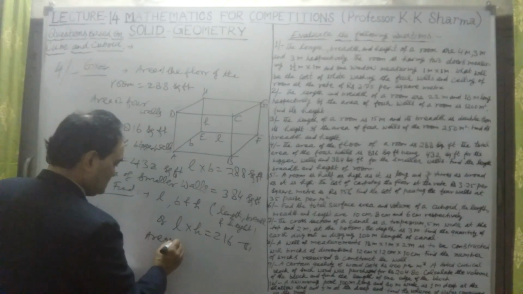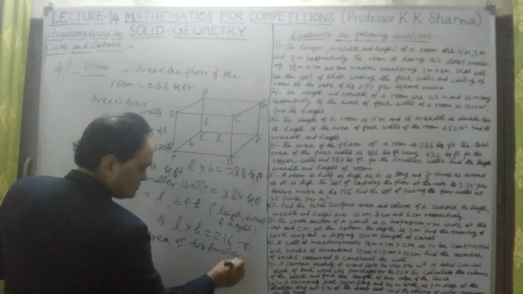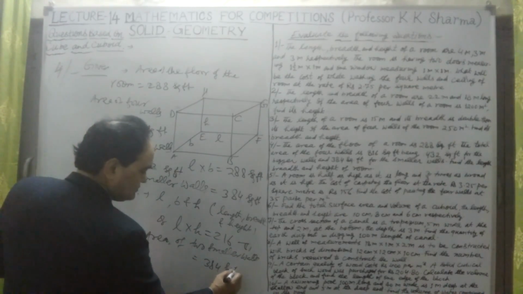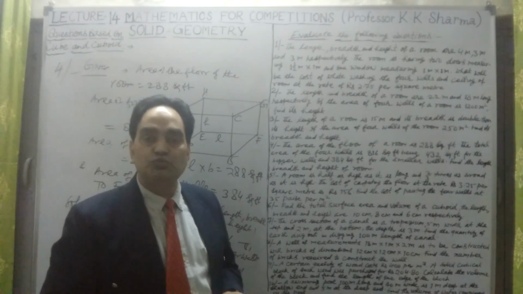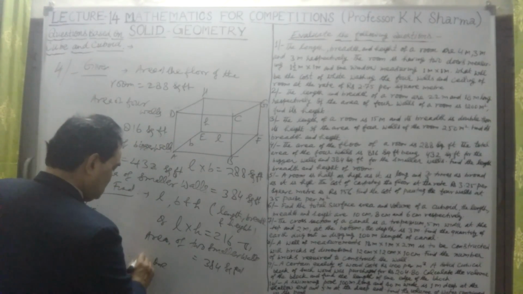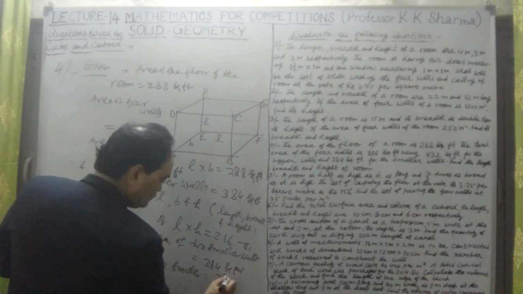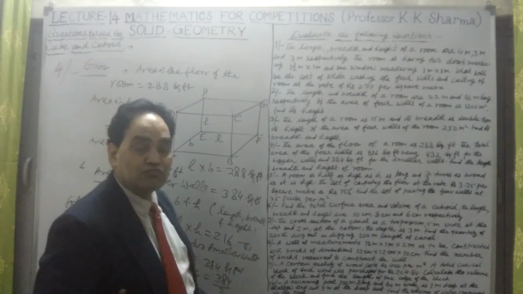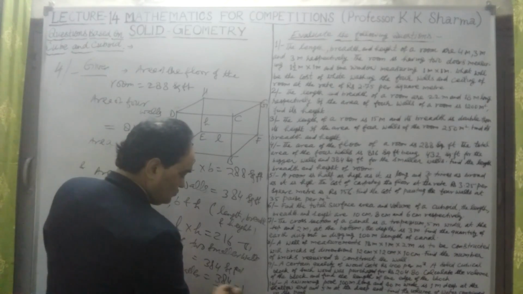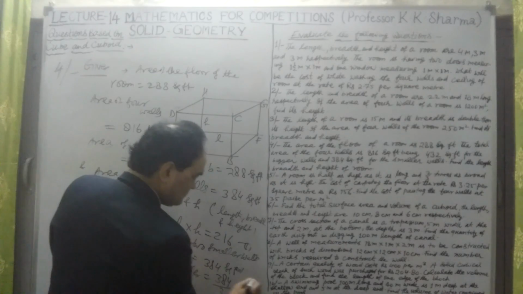And the area of two smaller balls is equal to 384 square feet. But what is a smaller ball? B into H. Therefore, the area of one smaller ball is equal to 384 upon 2. Why? Because this was the area of two balls. The area of one ball will be 384 upon 2. That means 2 1 is 2, 18, and 2 9 is 18, and 2 2 is 4. So 192 square feet. This is the area of one smaller ball.